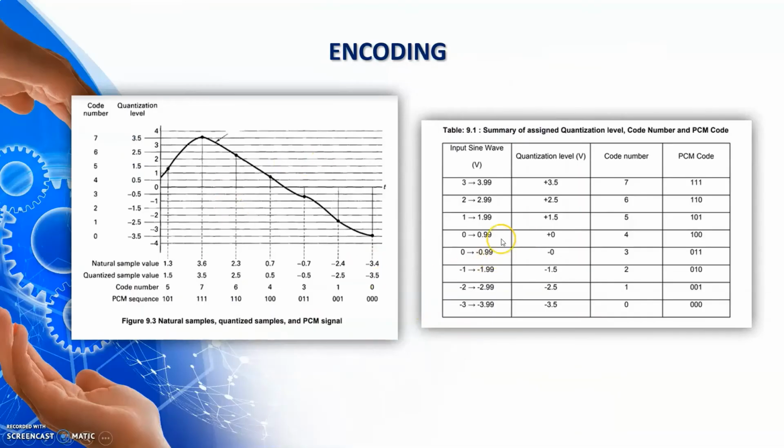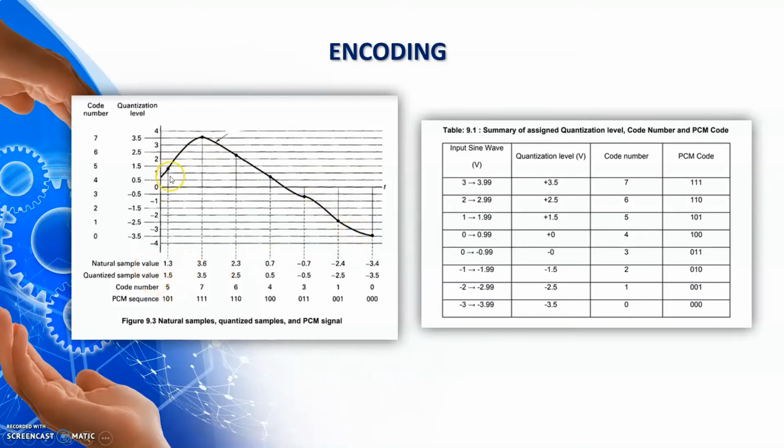Let's take a look at this example, which is also included in your lab manual. We have an analog signal here, and we want to convert this analog signal into a digital signal using PCM.